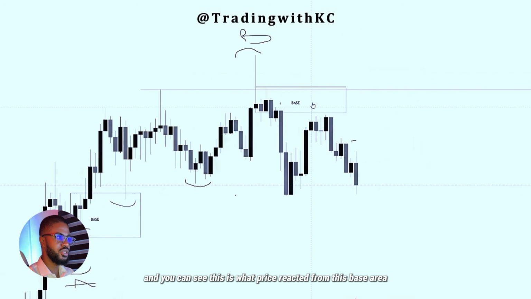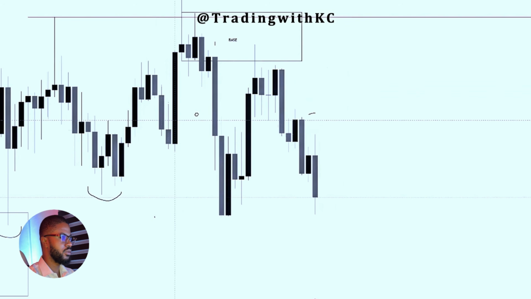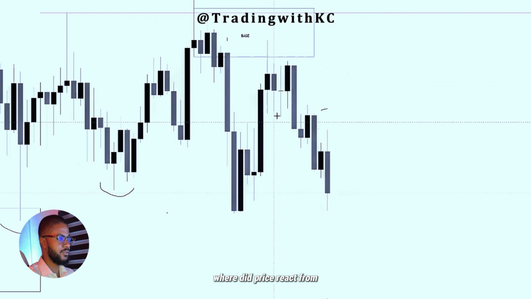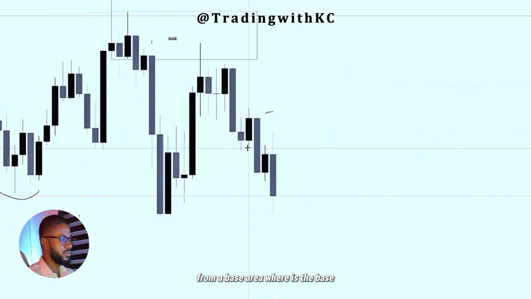And you can see this is what price reacted from, this base area, and then we had a beautiful drop to the downside. Now come and see, this is the current price action at present. Where did price react from? This sell that you are seeing currently in Euro USD, where is it reacting from? From the base area. Where is the base?